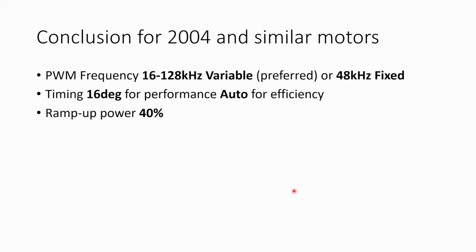So just to restate the conclusions quickly, PWM frequency should be set to 16 to 128 kilohertz, or as high as your ESC allows, if you're using variable PWM, and that would be my preference, or if you're using fixed PWM, set that to 48 kilohertz. Motor timing should be set to 16 degrees for maximum performance and responsiveness, or auto setting for efficiency. And I would suggest setting the ramp up power to about 40% for motors around a 2004 size.